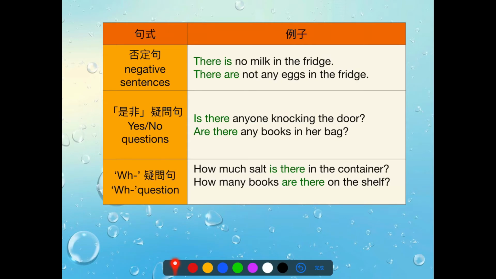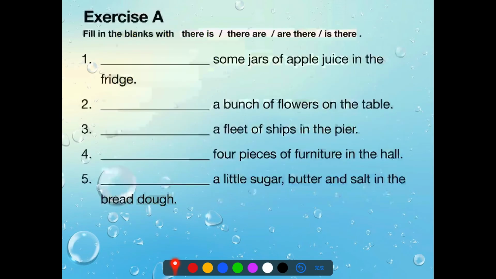Students, now let's try exercise A. Fill in the blanks with there is, there are, is there, are there. Take your time.